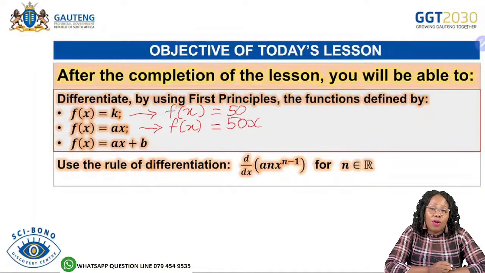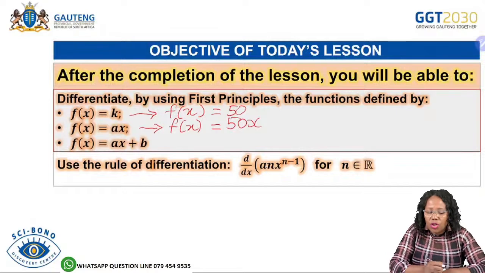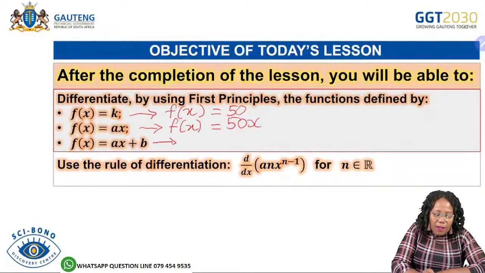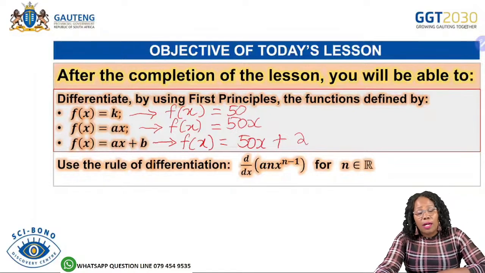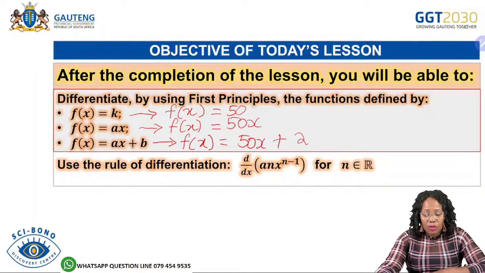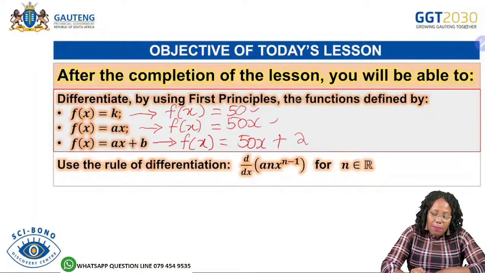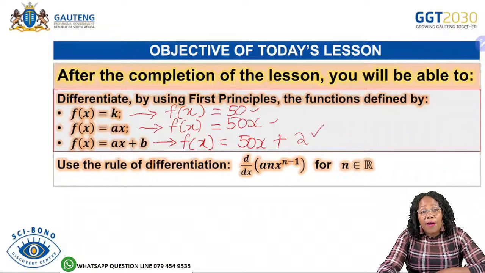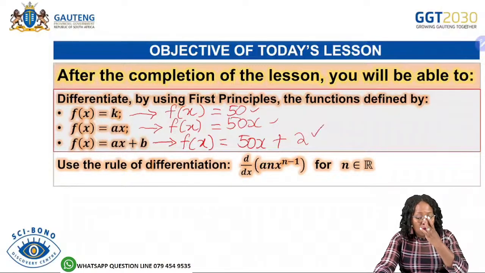And then the third one, which is the last one on first principle application, is whereby you will be given a function that is equal to what? Your 50x now plus a certain number added to that 50x. That is an example, grade 12, of the function that we are talking about. So those are the basic three functions that we'll be looking into with the first principle.